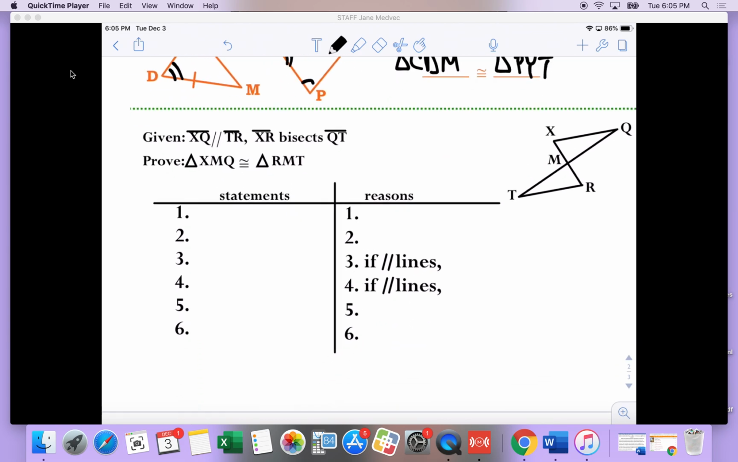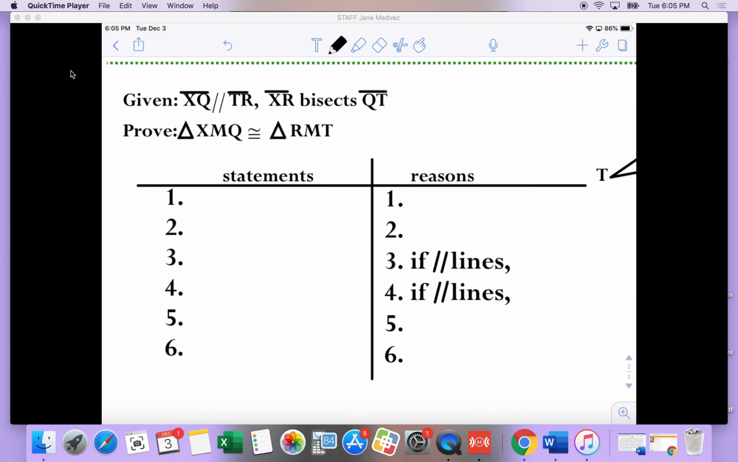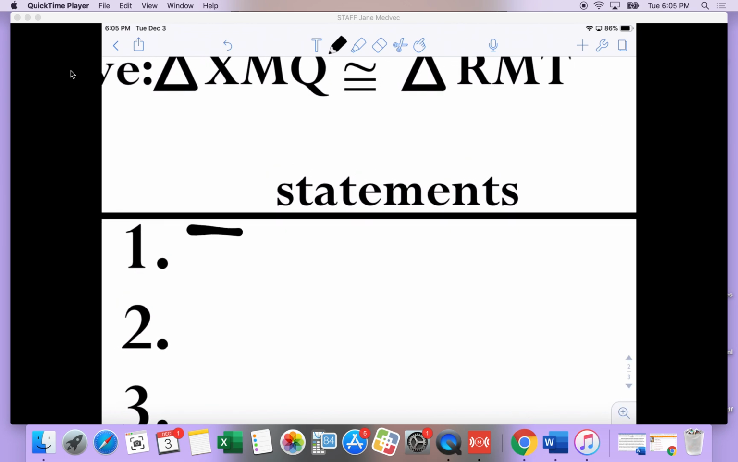All right, let's go down and take a look at this. I've got my given again, line segment X. I'm going to make this a little thinner.